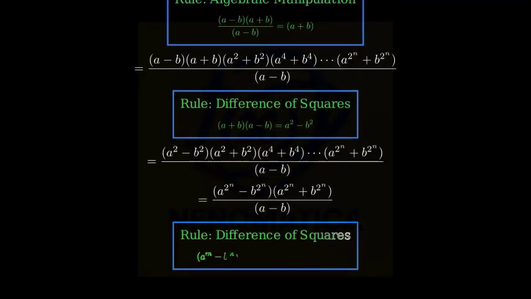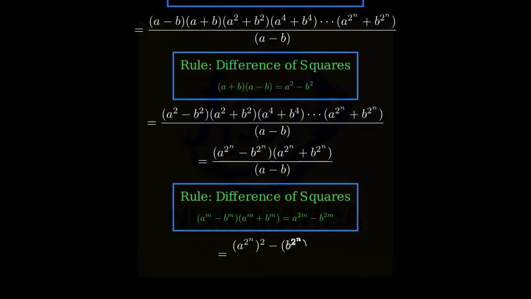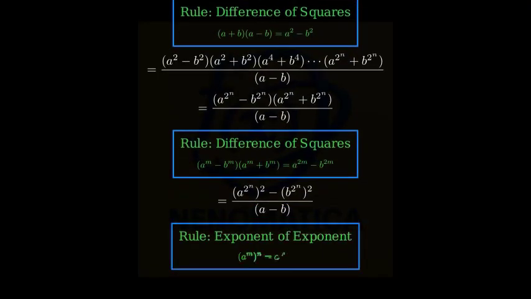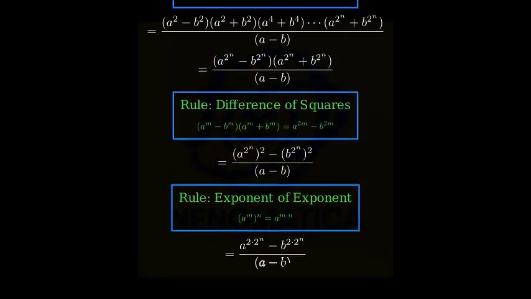We know that a to the 2n minus b to the 2n times a to the 2n plus b to the 2n equals a to the 2n squared minus b to the 2n squared, which equals a to the 2 times 2n minus b to the 2 times 2n. Let's simplify the exponents. We know that a to the 2n squared equals a to the 2 times 2n, and b to the 2n squared equals b to the 2 times 2n.